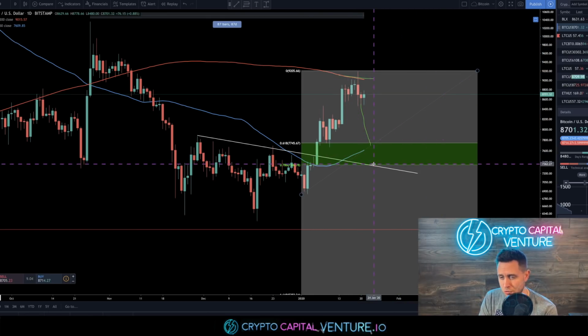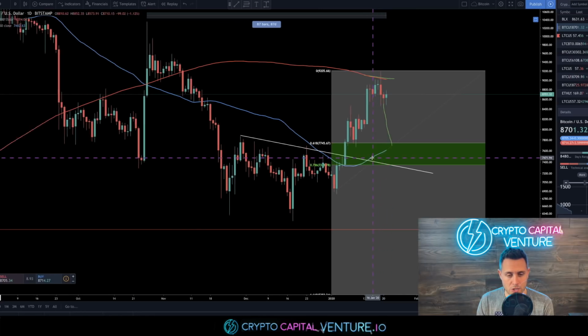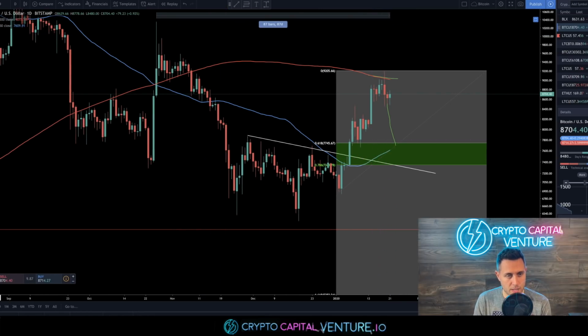There is an extremely strong case for Bitcoin to head back down to the $7,400, $7,700 range. It's just how it is, right? That's just what the data on the screen tells us, especially historically. That's kind of what Bitcoin tends to do.